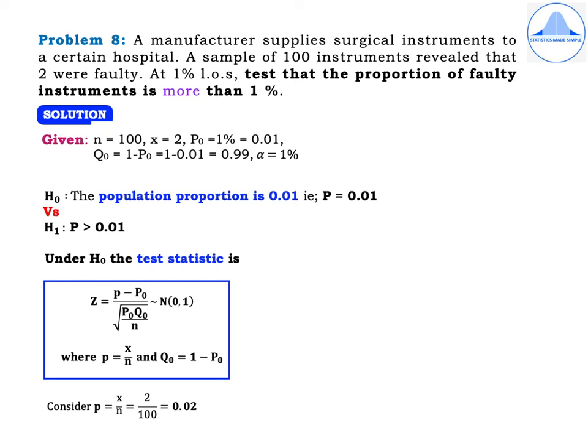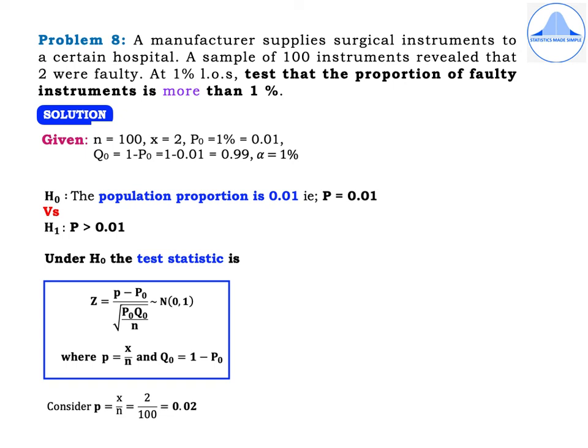Problem 8. A manufacturer supplies surgical instruments to a certain hospital. A sample of 100 instruments revealed that 2 were faulty. At 1% level of significance, test that the proportion of faulty instruments is more than 1%. The second sentence starts with the word sample, so it means that small n is equal to 100. And among these 100 instruments, 2 were faulty, means small x is equal to 2 and alpha is 1%.